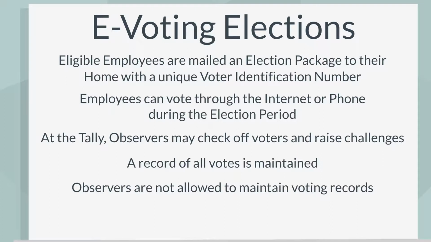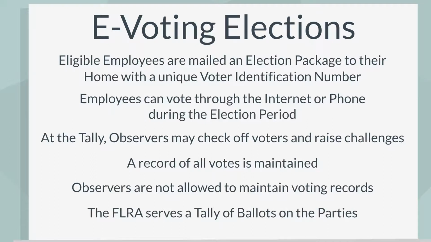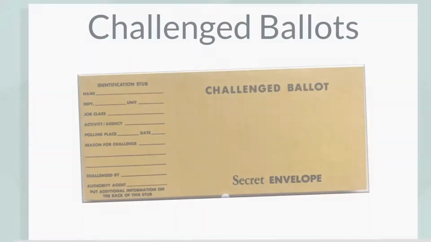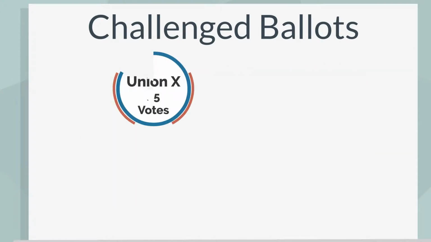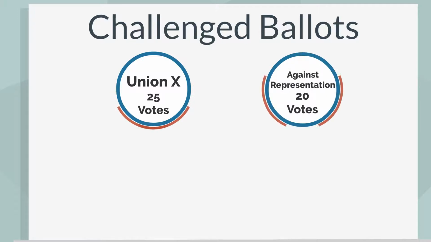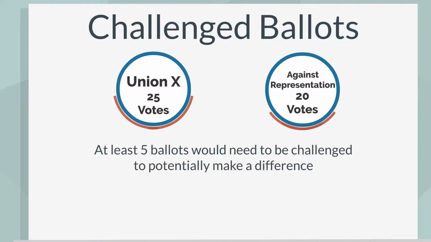Once any challenges are resolved or set aside for a later decision, the FLRA generates a tally of ballots and serves it on the parties. In some cases, challenge ballots may turn out to impact the outcome. For example, in a one-union election, if 25 votes were cast for Union X and 20 votes were cast against representation, then there would need to be at least 5 challenge ballots to make a difference. Any less would not affect the outcome because the union would still have a majority of the votes. On the other hand, if there were 5 or more challenge ballots, then the challenge ballots could alter the majority.